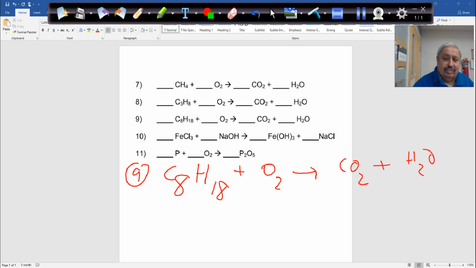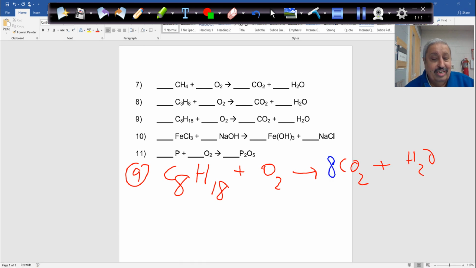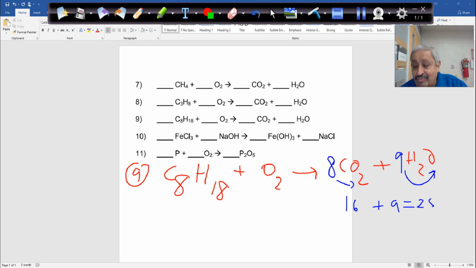So now you tell me what you have to do here. Every time I start the whole thing by myself, I need help here. What should I do? Somebody tell me. Put 8 here. Perfect. That will take care of carbon. And hydrogen, what should I put? 9, for 18. But by doing this, I'm destroying what? The oxygen. So now this one is 16, this one is 9, so this is 25. Now, you will see the amount of oxygen here is 2, correct?